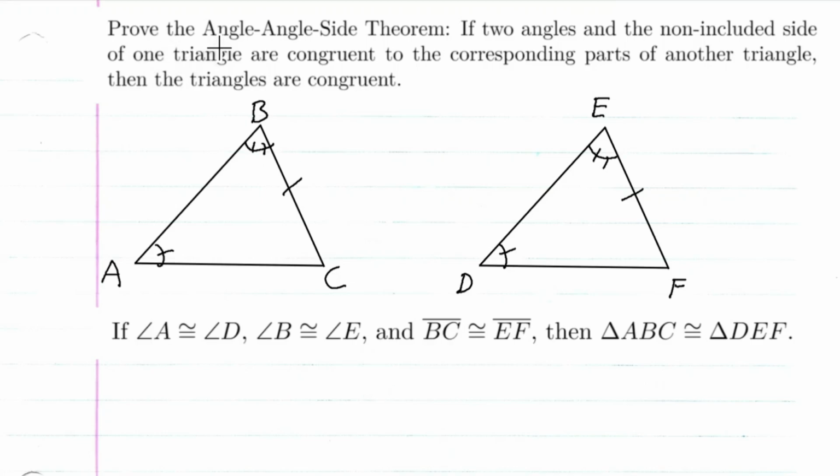Okay, so we're going to prove the angle side theorem, which states that if two angles and the non-included side of one triangle are congruent to the corresponding parts of another triangle, then the triangles are congruent. So if we have angle A congruent to angle D, angle B congruent to angle E, and side BC congruent to side EF, then we know these two triangles are congruent. Let's go ahead and start the proof.